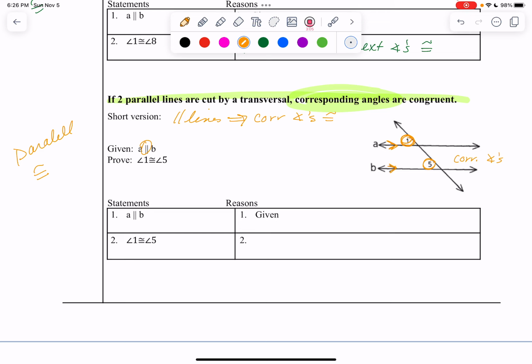That's what I'm given. I'm given parallel lines. I know they're parallel, and I know the position of those angles is called corresponding. They have to be congruent based on that definition. So parallel lines implies corresponding angles are congruent. So when I'm just asking you to justify it, it's just one line. Like, what else do you need to know?